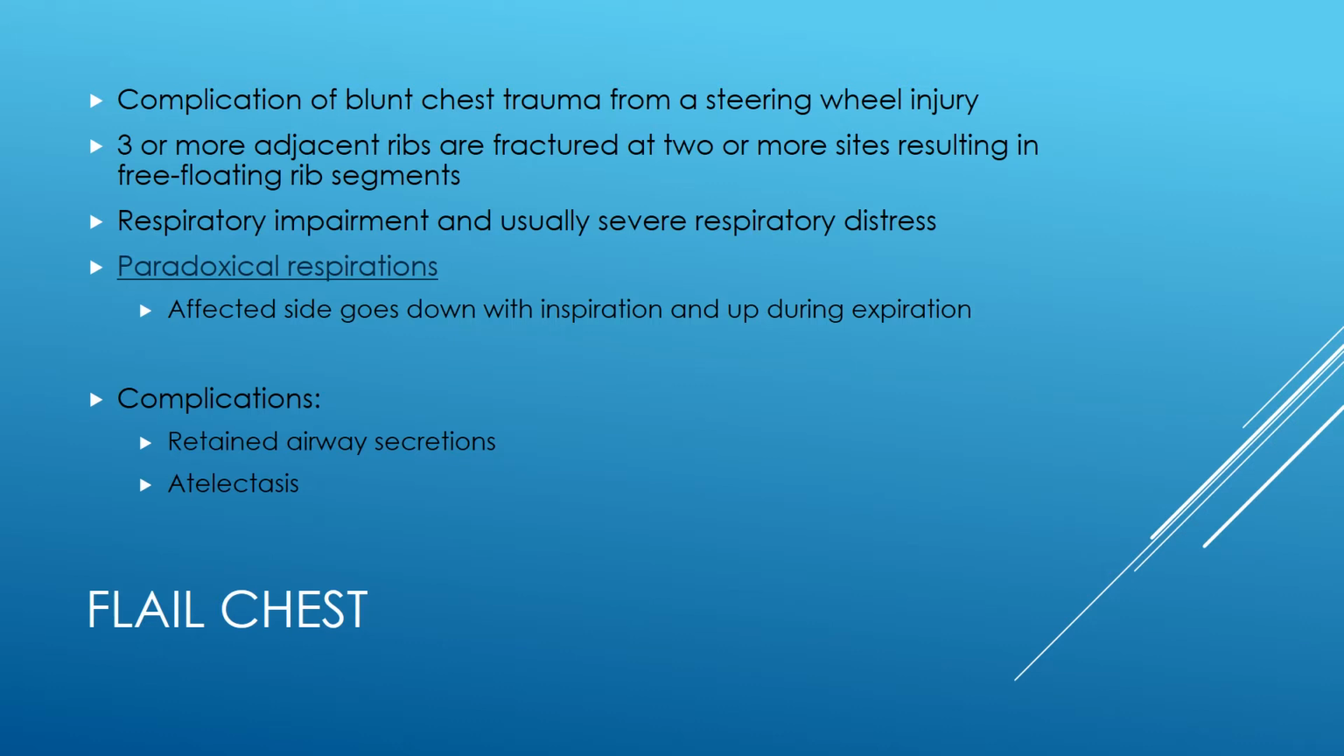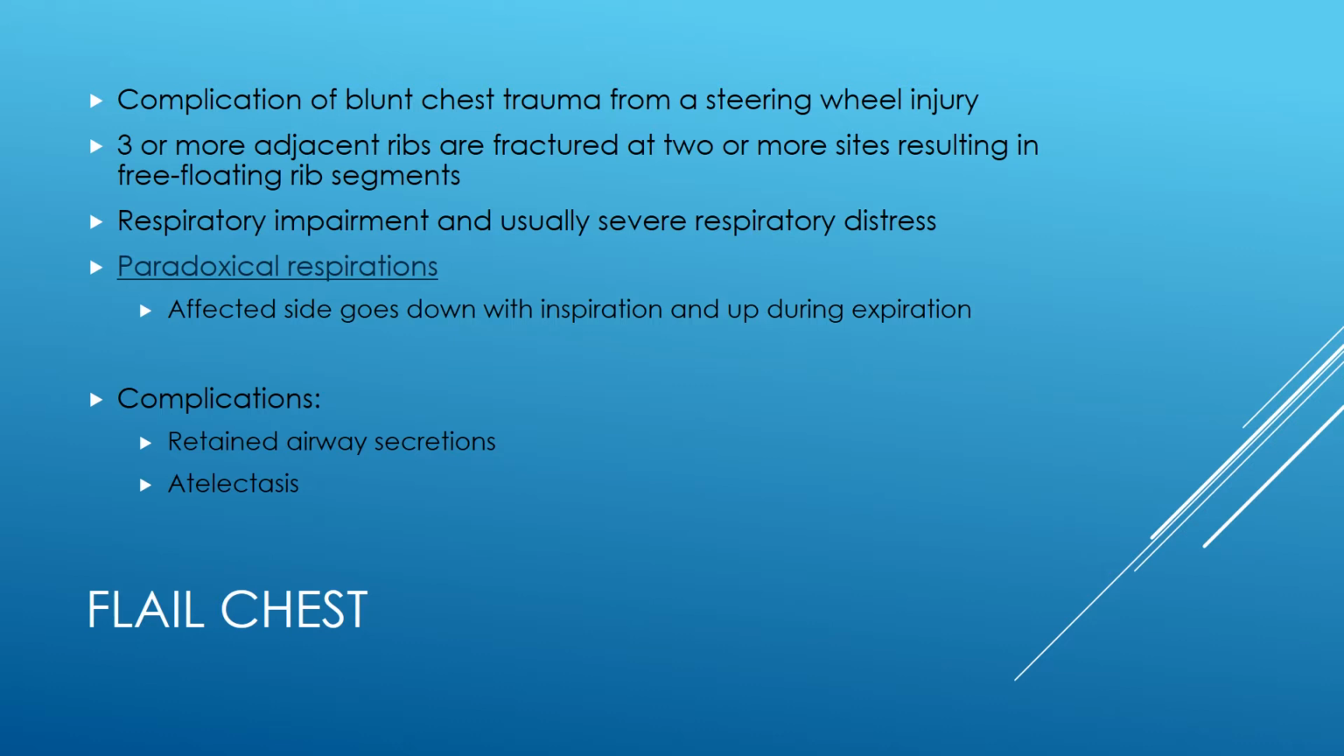But basically, paradoxical respirations are when, normally, you take a breath in and your chest rises. Well, say you had 5 ribs that were shattered on the right side. When you breathe in, your left side is going to expand and rise like it should, and the right side that has all the fractures is going to sink inward. So it's actually going to go downward, the opposite of what it should be doing with normal respiration.